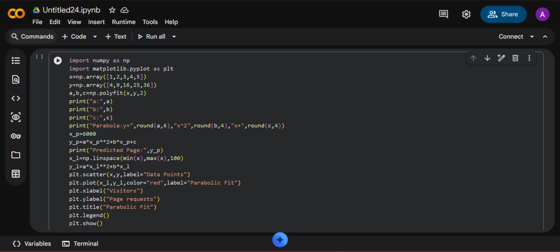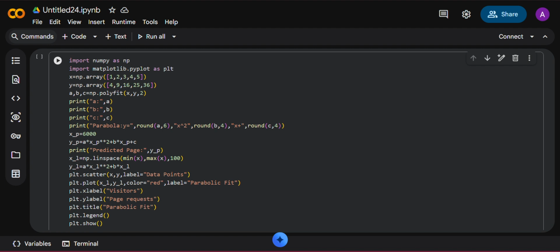First, we import two libraries, NumPy and Matplotlib. NumPy is used for numerical calculations and computations, whereas Matplotlib is used for plotting graphs. Then we input the data using arrays. We have used the np.array function to get the input data in the format of an array, where x represents the visitors and y represents the page requests.